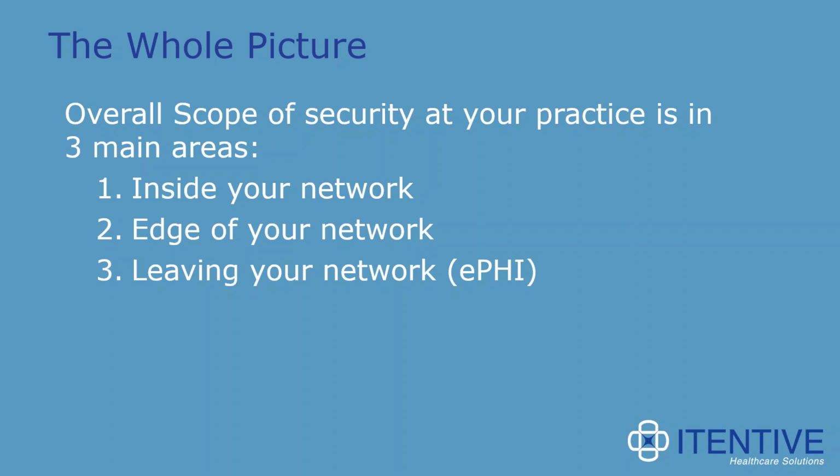So if we look at the whole picture, there are three areas that your practice has to consider. First of all, it's inside your network, so what's going on in your office, in your network. Then at the edge of your network, your VPNs, the items that are allowing people in and out of your network. And finally, when things are leaving your network, so it's ePHI, which is electronic PHI. All those have to be considered, and you have to look at each of those individually.